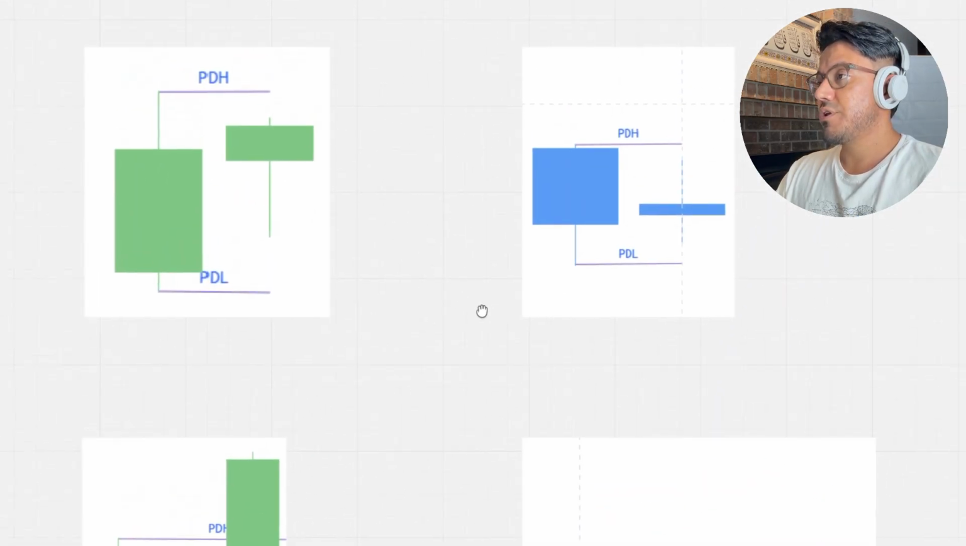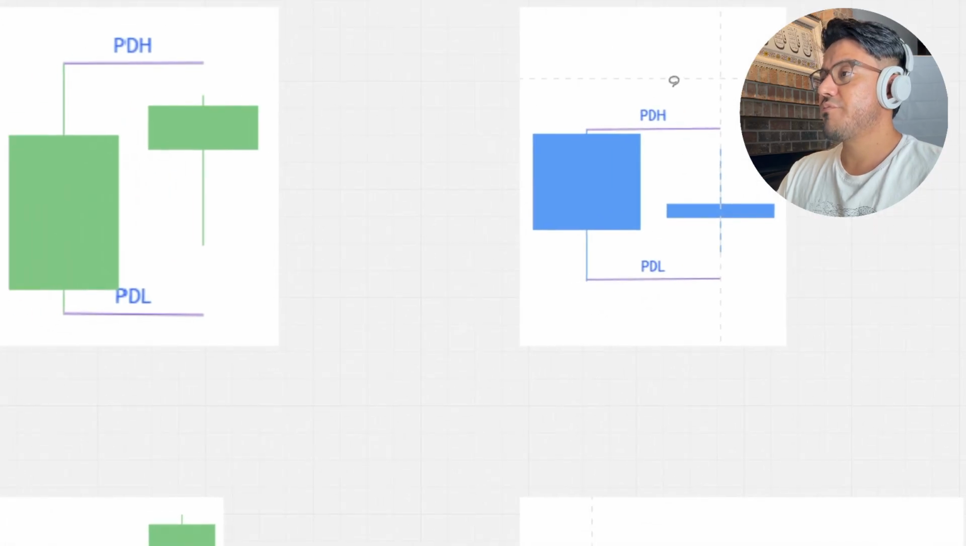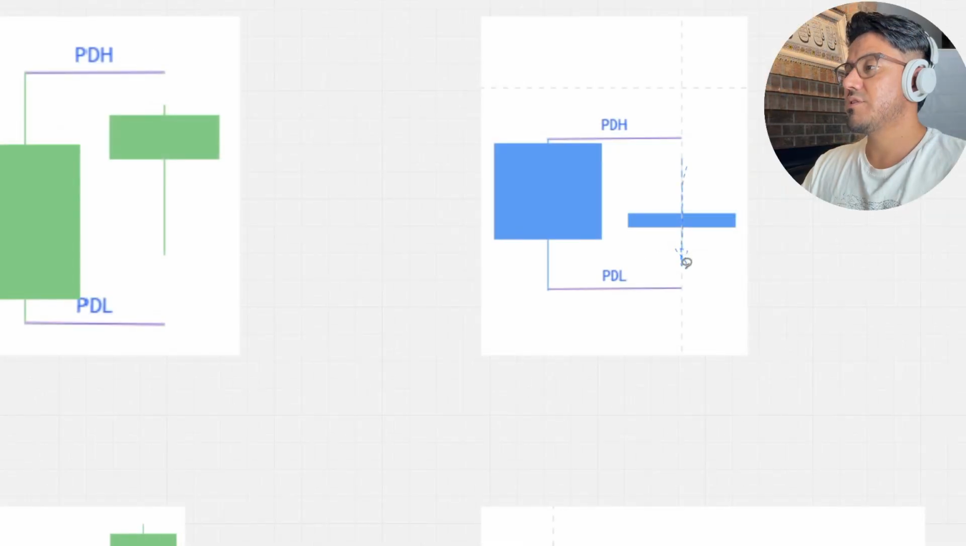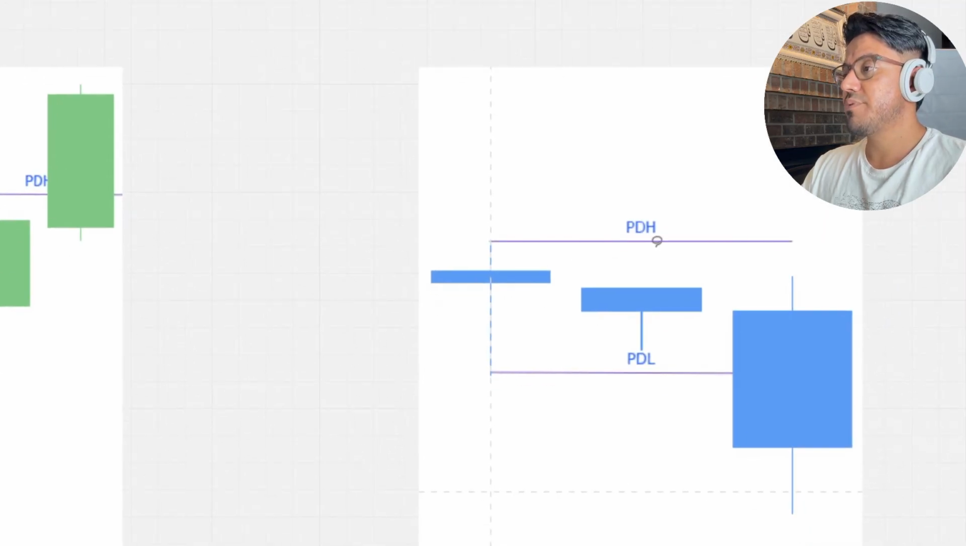There is another example for the bearish case. We have previous day high and previous day low. Most likely this candle is trading lower to grab the previous day low. As an extension of this example, we have the same previous day high and previous day low, and this candle is trading lower to grab the previous day low. As it has grabbed, it may reverse or may continue.